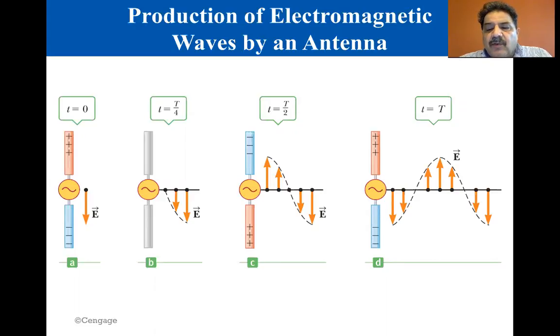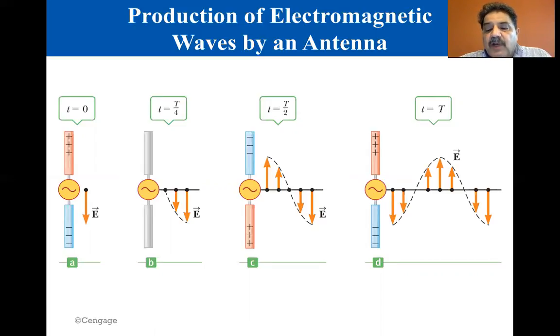At t equals 0, the upper rod is given a maximum positive charge and the bottom rod an equal negative charge, as in figure A. The electric field near the antenna at this instant is also shown. That's the little orange E arrow right next to the antenna. As the charges oscillate, the rods become less charged. The field near the rods decreases in strength, and the downward directed maximum electric field produced at t equals 0 moves away from the rod.